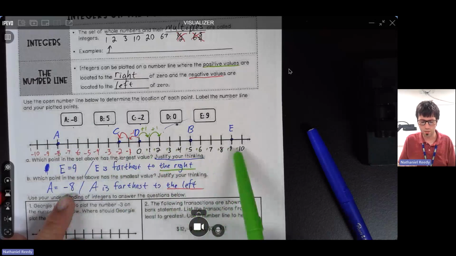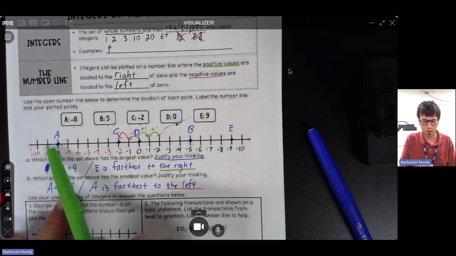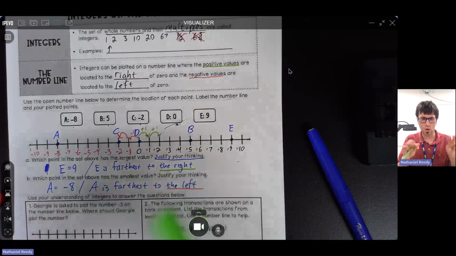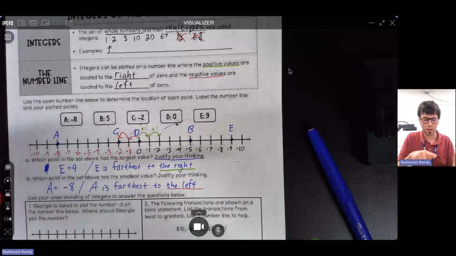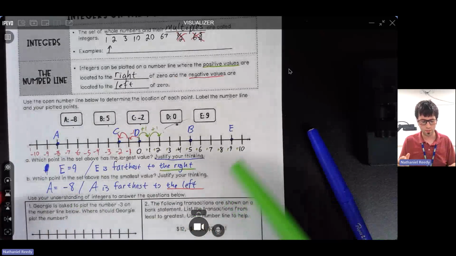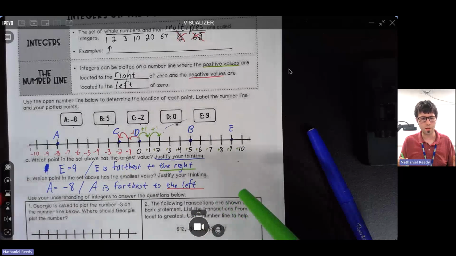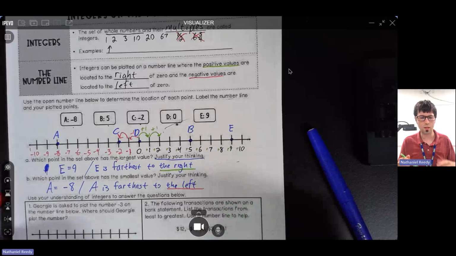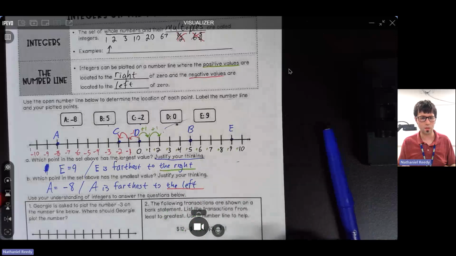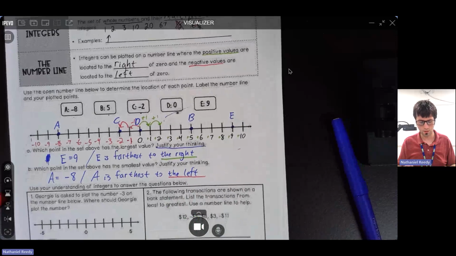So when we look at the number line, that's what we say: the farthest something is to the left, those are the smaller numbers. Hope that makes sense. If not, take time to pause it, think about it, and again, make sure you're caught up. And I'm going to go down to the next few questions here.